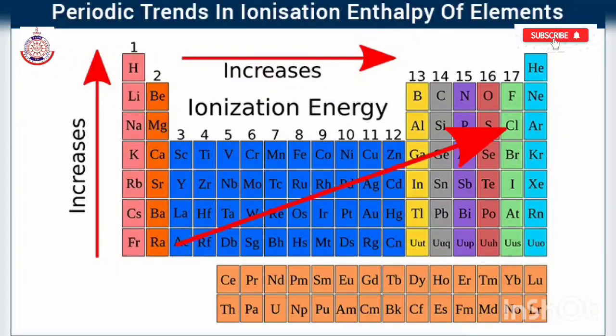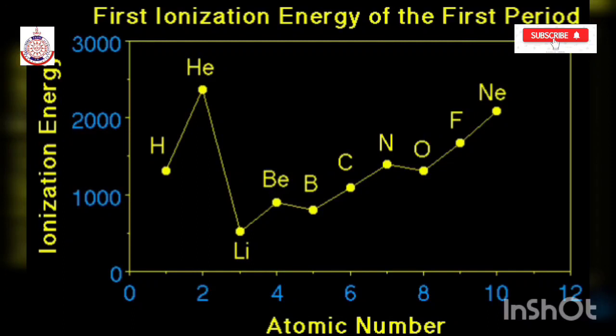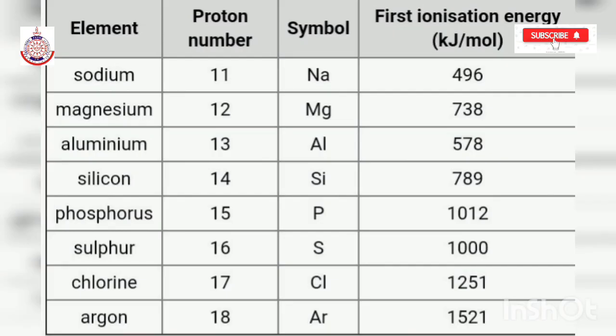Namaste students, welcome back. In our previous video, we studied the factors affecting ionization enthalpy. Today, in this video, we will study the variation of ionization enthalpy in our periodic table, keeping the previous video in mind.